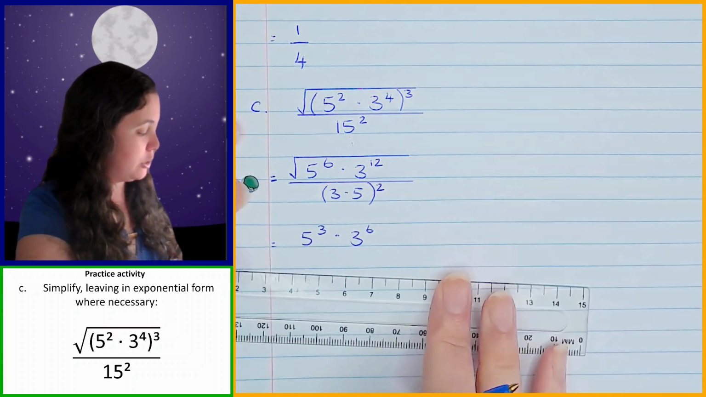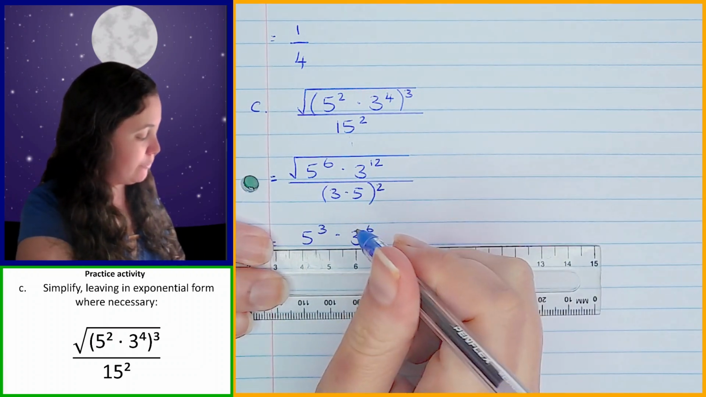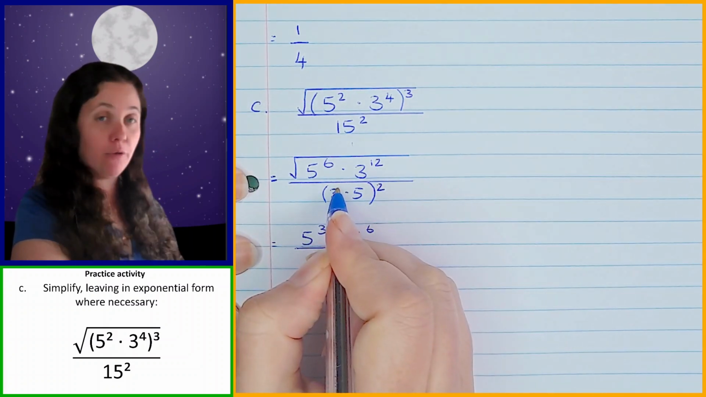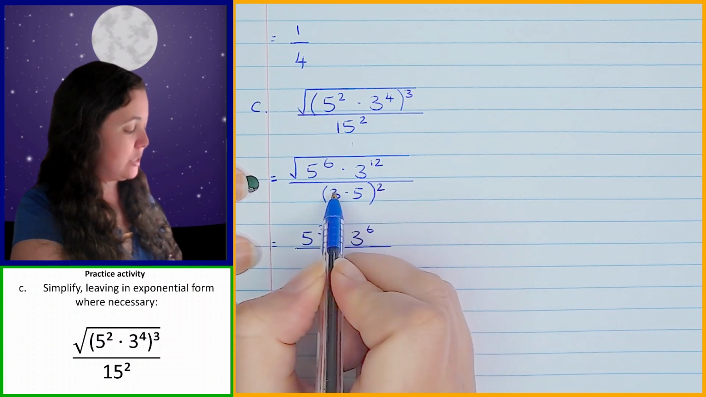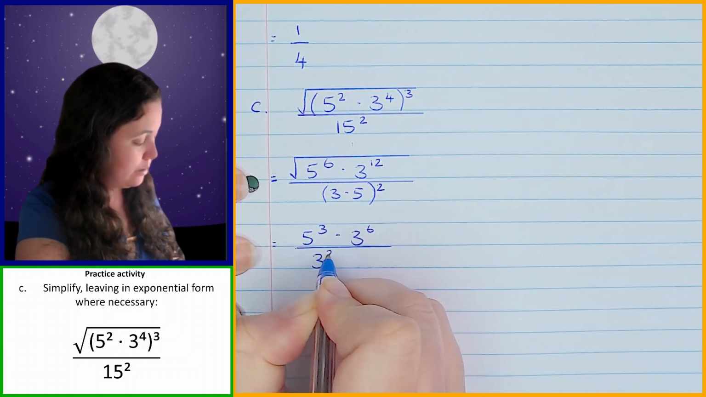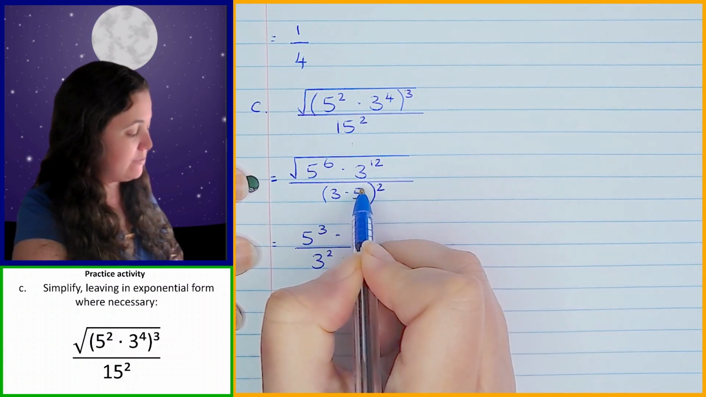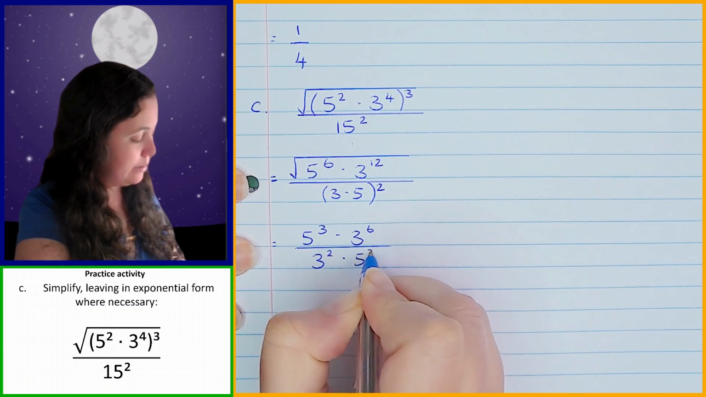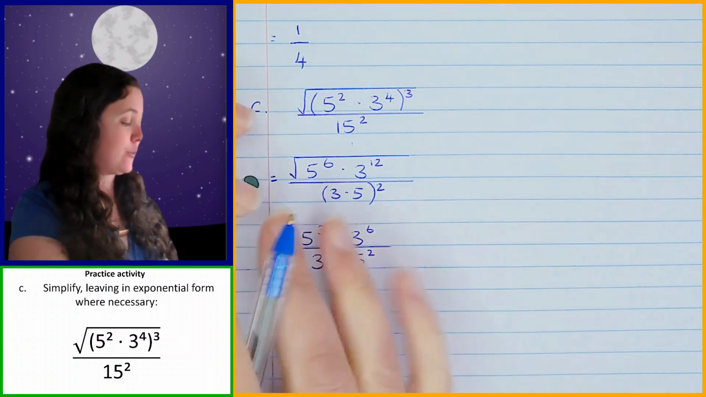Okay, so now at the bottom, I'm going to get rid of those brackets as well. So I've got 3 with a power of 1, and that's being squared. So it's 1 times 2, that gives me 2. So it's 3 to the power of 2 times 5 to the power of 1 squared is 5 to the power of 2. Okay, so that's what you should have got up to that point.